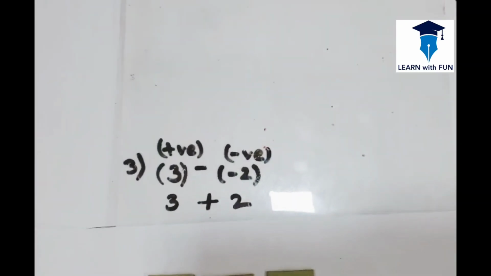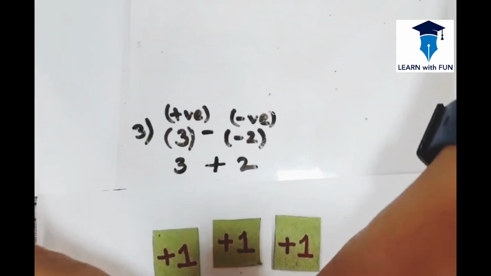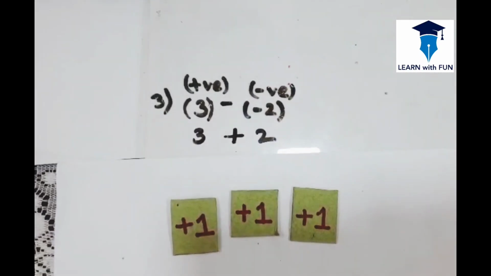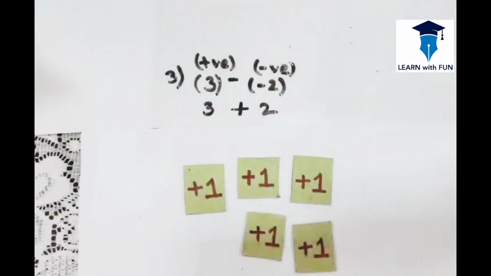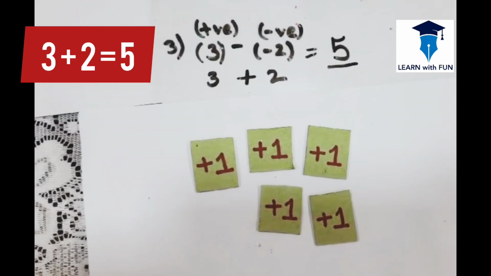So 3 plus 2. For 3 we are going to take 3 tiles of positive numbers, and for plus 2 we are going to take 2 tiles of positive numbers. 3 plus 2 is going to give you the value 5, which is again a positive number.